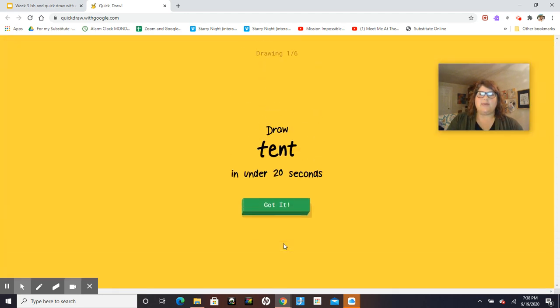So I'll do one round. Let's draw. So I have to draw a tent in less than 20 seconds. Now, please keep in mind that because this is so fun, I've been doing this nonstop for like the last 2 weeks. So it might look a little bit easier for me. And also keep in mind that I'm incredibly competitive and I want to win every single time. Even though there's no winning. I know there's no winning. But I just want to win.